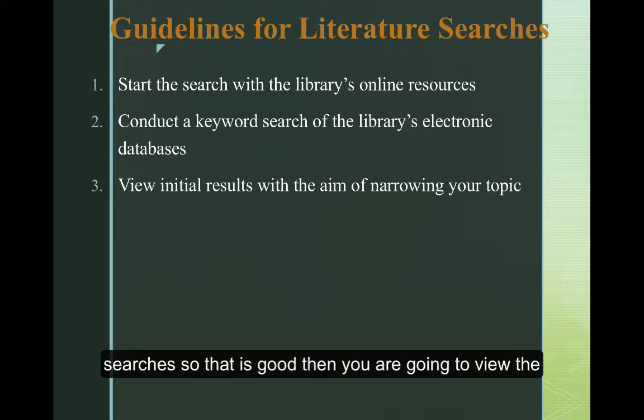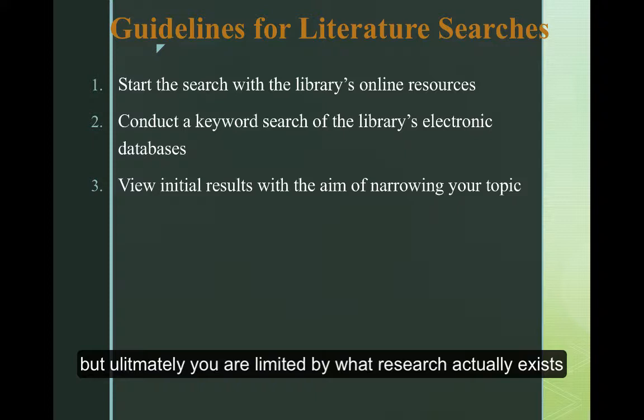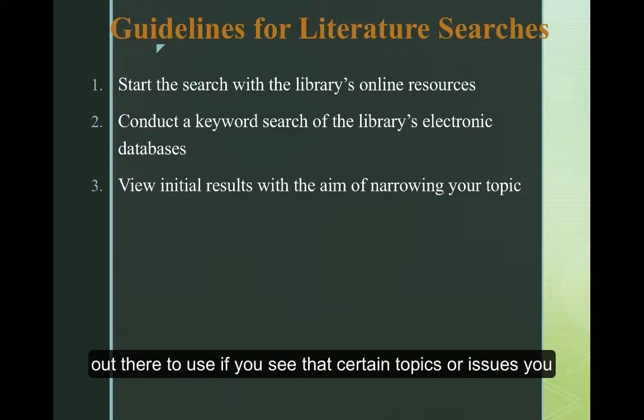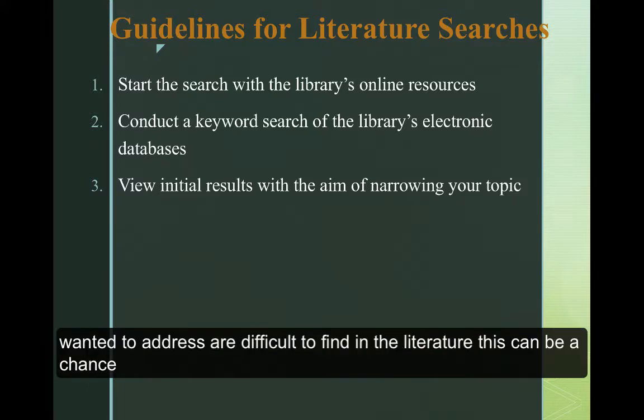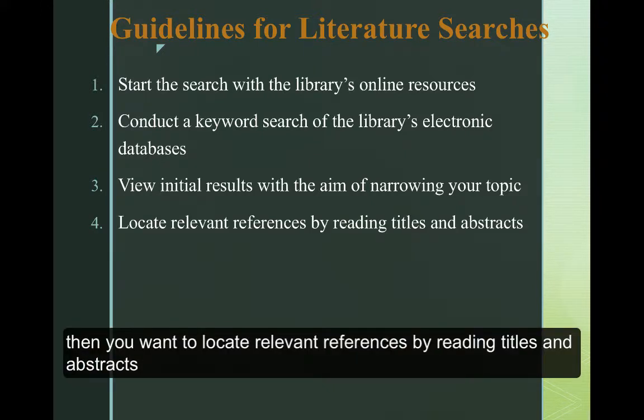Then you're going to view the initial results with the aim of narrowing your topic. So you might have an idea of what research you're looking for, but ultimately, you're limited by what research actually exists out there to use. If you see that certain topics or issues you wanted to address are difficult to find in the literature, this can be a chance to change the scope of your research to better fit your research to the existing paradigms of knowledge.